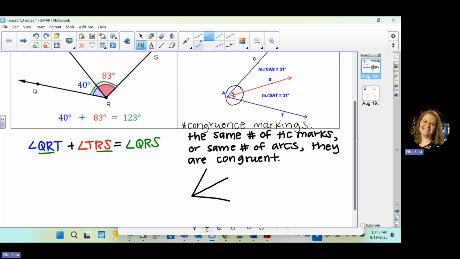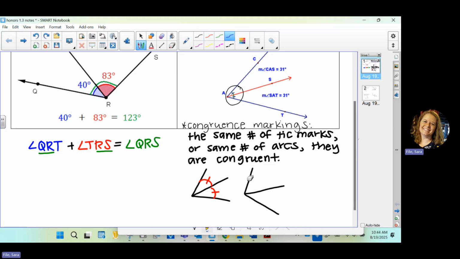So in the image above, I'm just going to do a little mock-up of that. They chose to use tick marks. So they did an arc with one tick mark and an arc with one tick mark. Okay, so it can be done that way. It does not have to be one tick mark.